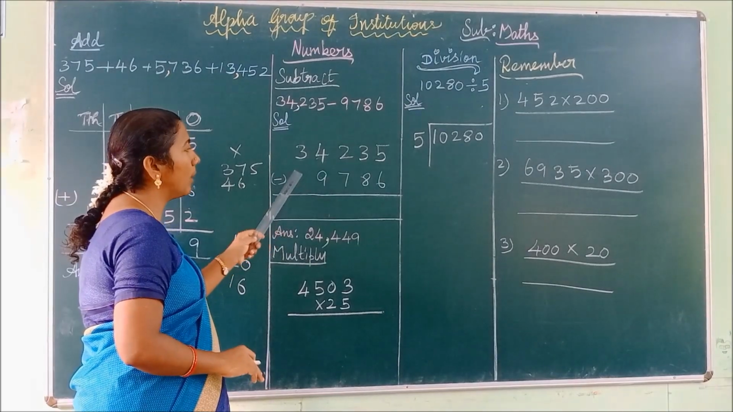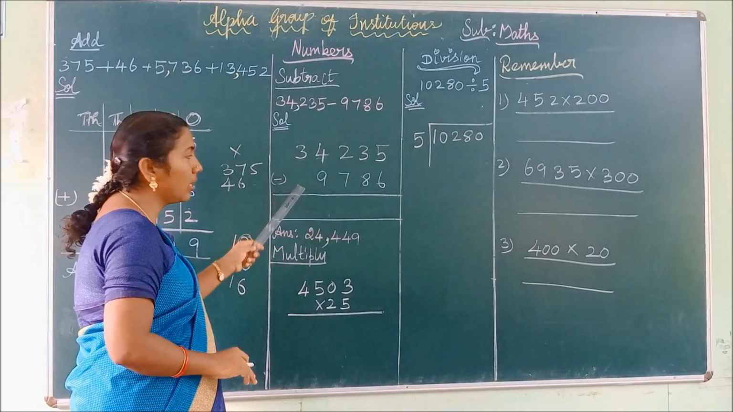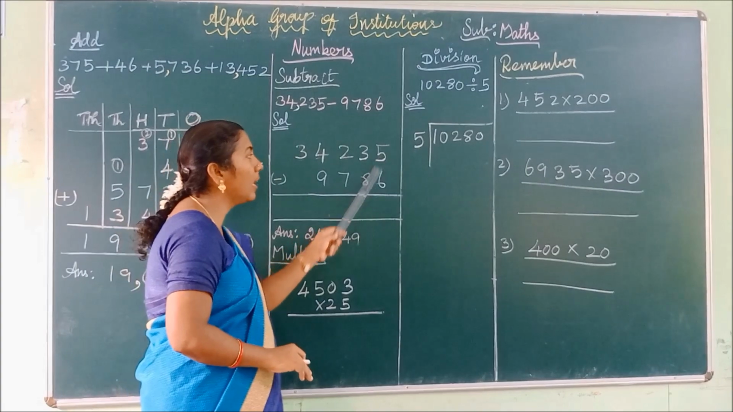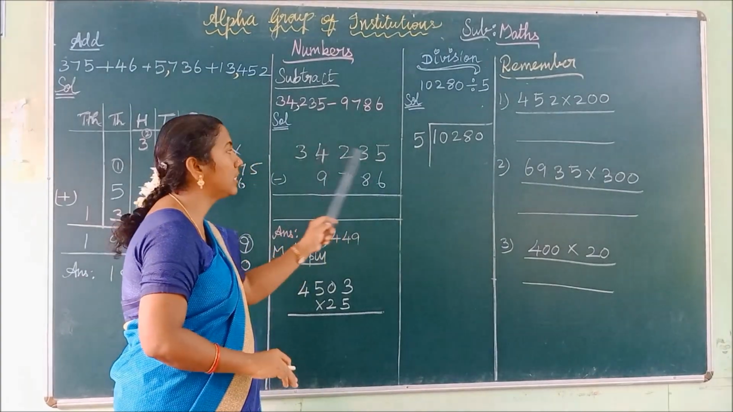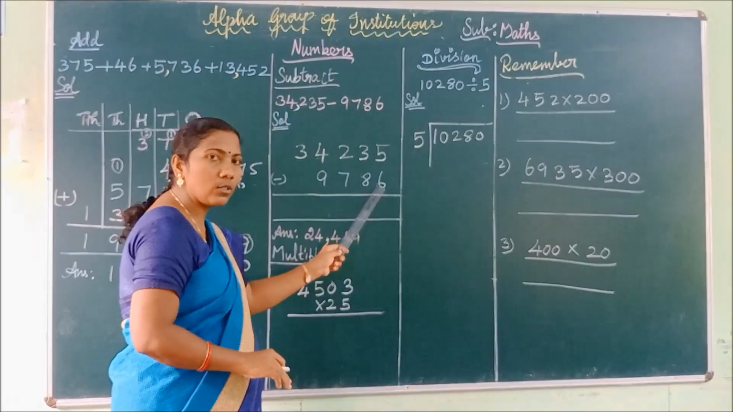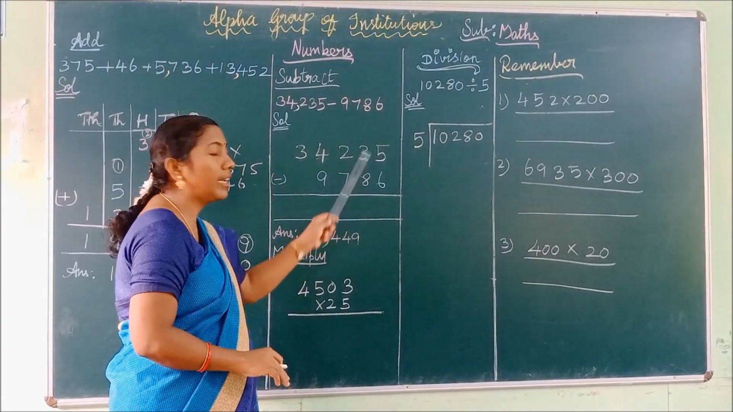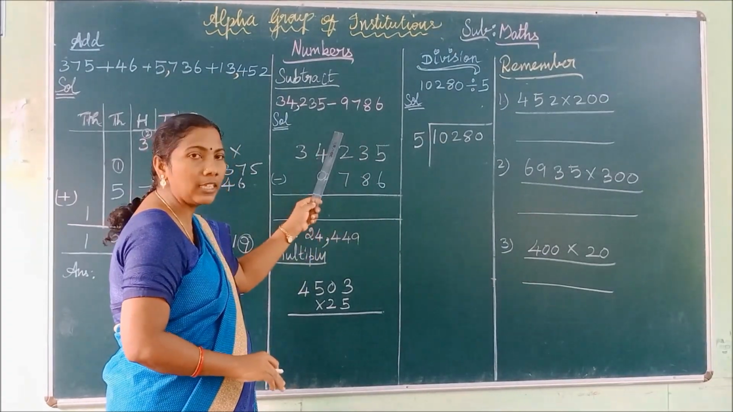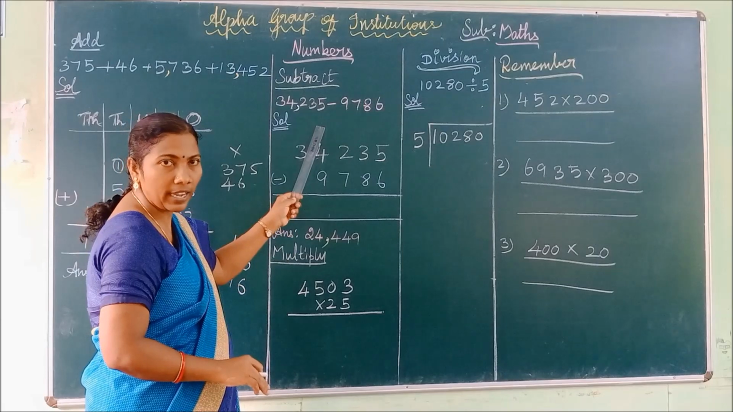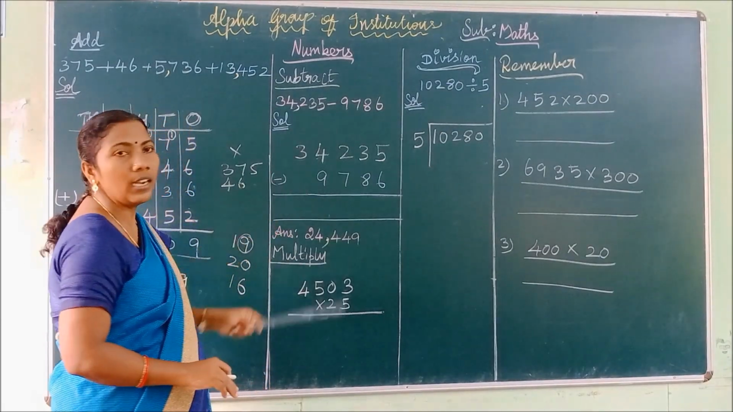Don't write the number 9 below the 3. It is wrong. You have to maintain the place value of the digits. 5 in the ones place, 6 also in the ones place. Similarly 3 and 8 in the tens place, 2 and 7 in the hundreds place, 4 and 9 in the thousands place, and 3 in the 10,000s place.